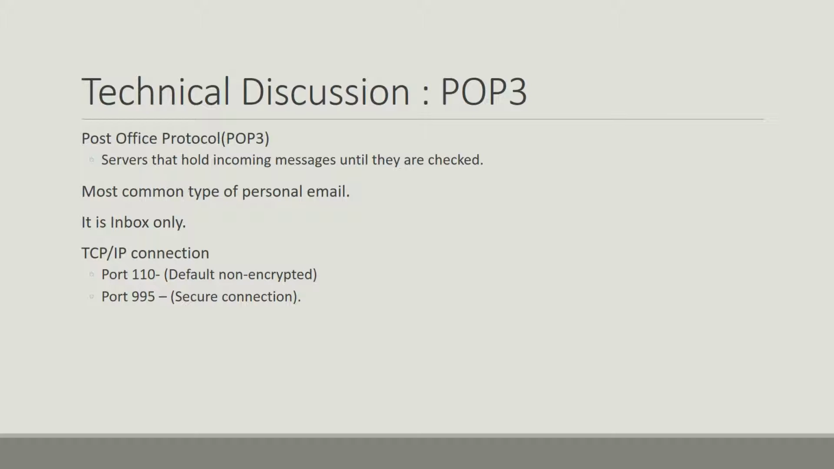By default, the two ports that POP3 uses are port 110, which is the default POP3 non-encrypted port, or port 995. This is the port you need to use if you want to connect using POP3 securely.